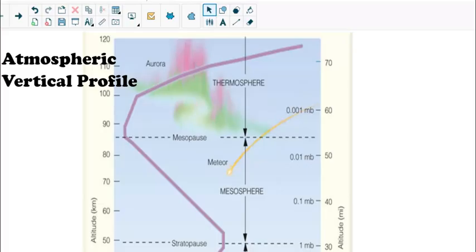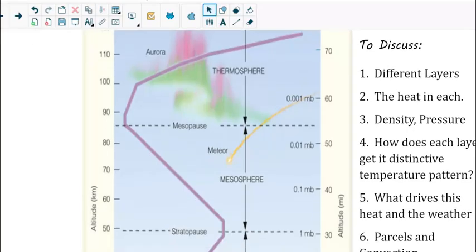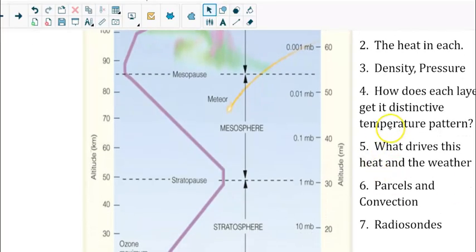So we're going to discuss those ideas, okay, the different layers, the heat inside of each one of them. We just talked about those trends, okay, the density and the pressure. We briefly talked about that too, and we will again. We'll also talk about the distinct pattern and what causes that. What drives the weather, what makes all this weather happen, and also what drives the heat that's in the different layers. And we'll talk about what parcels are in the atmosphere, and we'll also talk about the convection currents and how that moves more heat around.